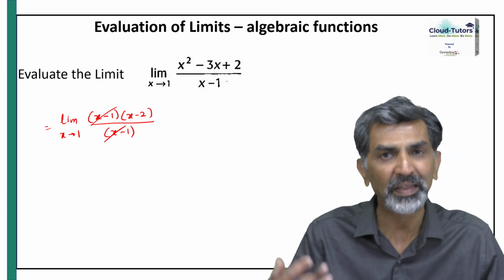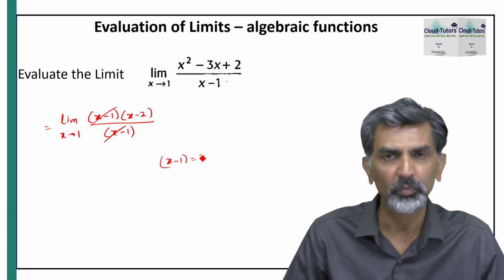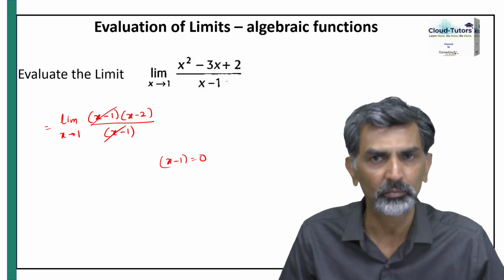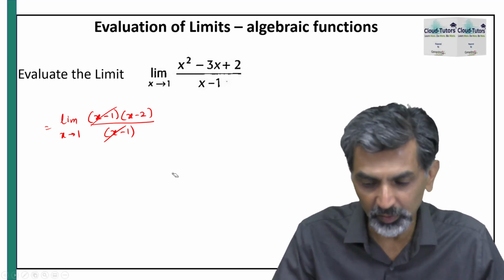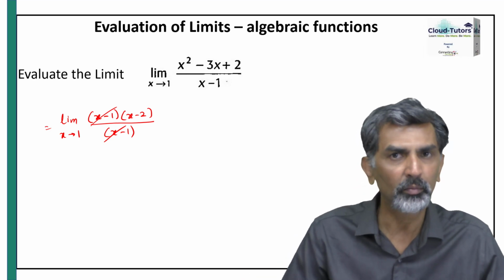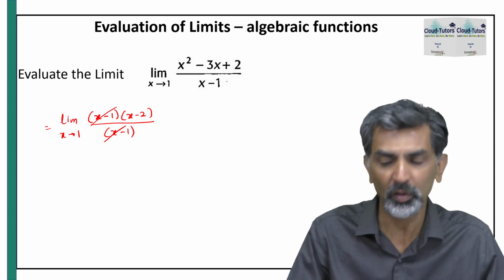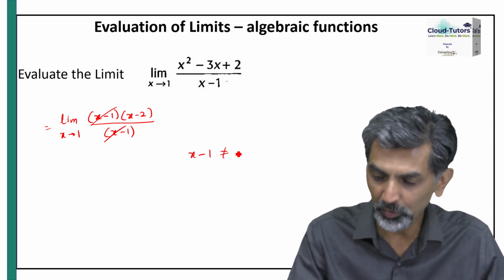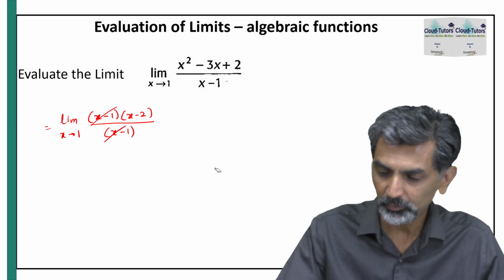If x was equal to 1, then x minus 1 would be equal to 0. You would not be able to cancel it if these terms are 0. You're able to cancel the term in the numerator and the term in the denominator because they are non-zero terms. X minus 1 is not 0, and therefore you can cancel it.